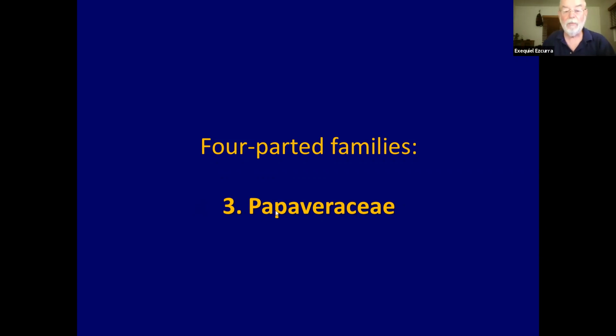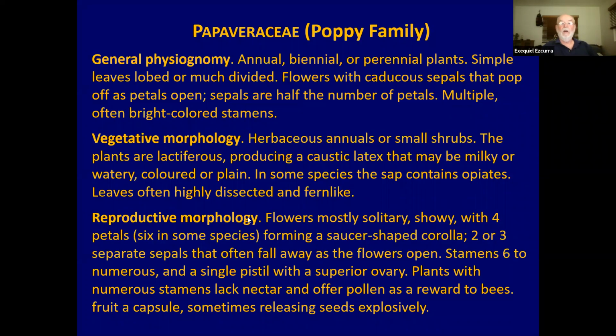The Papaveraceae is the poppy family. One of the traits of poppies is, of course, the ovary is superior, as in the Brassicaceae. The main difference between the poppies and the evening primroses is that in the poppies, the ovary is superior. The evening primroses have a hypanthium and the ovary is inferior. The flowers are mostly solitary. They don't form dense racemes like the Brassicaceae do, with a saucer-shaped corolla.